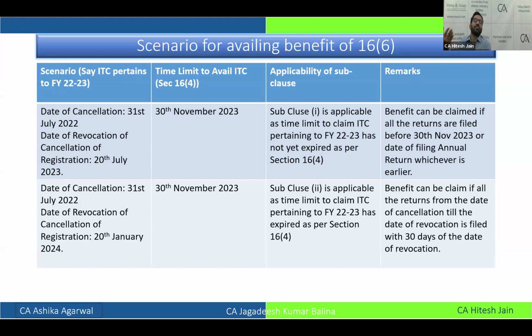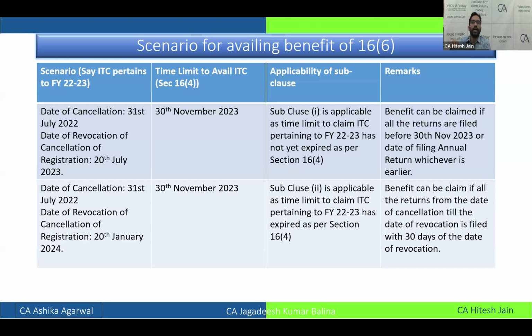Now, since my registration got cancelled on 31st July 22, I will not be able to file any monthly or quarterly returns from the period July 22 to June 23. Thereby, if I'm not able to file the returns, I'm not able to claim my ITC. So once my registration gets revoked, I can claim such ITC as per section 16 subsection 6.